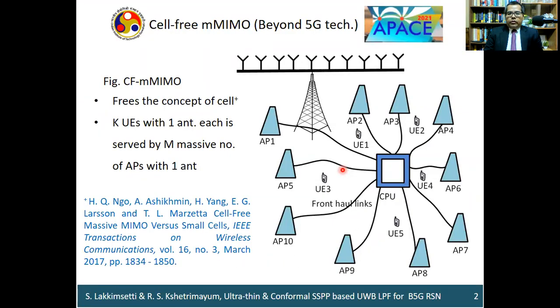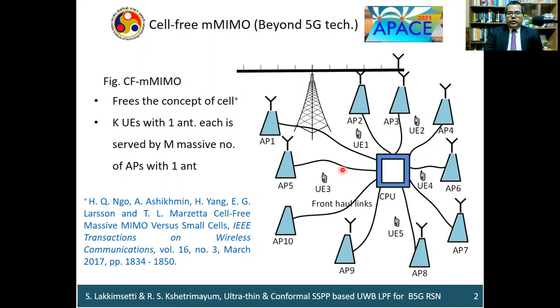So there's a technology called cell-free massive MIMO, which is a beyond 5G technology, and it is proposed to be used for 6G wireless communications. In this technology, we distribute the base station antennas to many access points. Any geographical area will be surrounded by many access points. So any user equipment or mobile user will always be surrounded by access points.